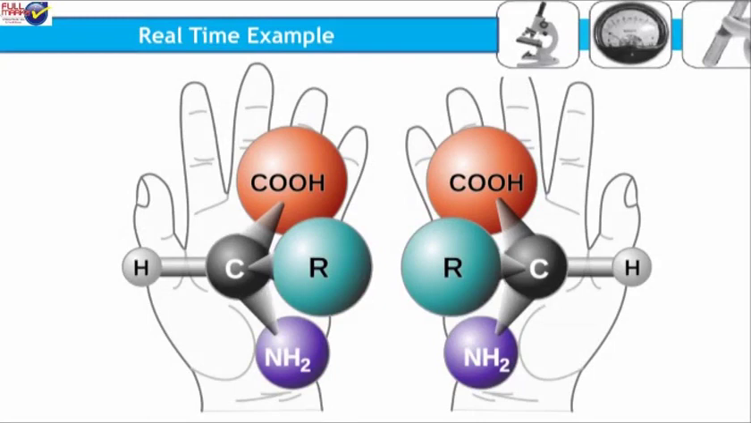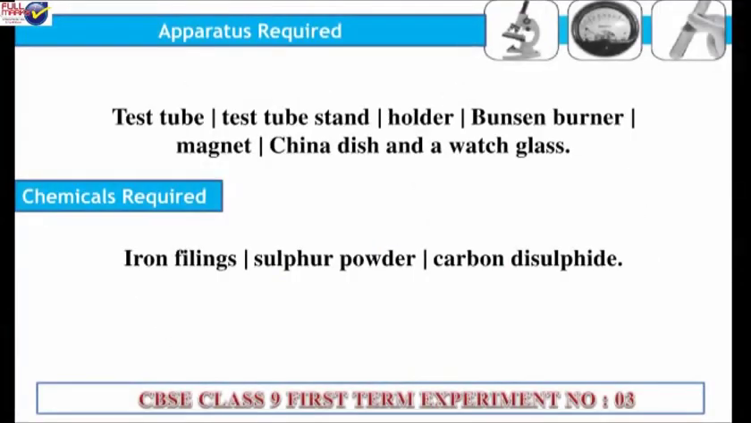Real-time example. To study this experiment, it's helpful to know about pure substances like element, compounds, homogeneous and heterogeneous mixture. Apparatus required: test tube stand, holder, Bunsen burner, magnet, china dish and a watch glass. Chemicals required: iron filings, sulfur powder and carbon disulfide.